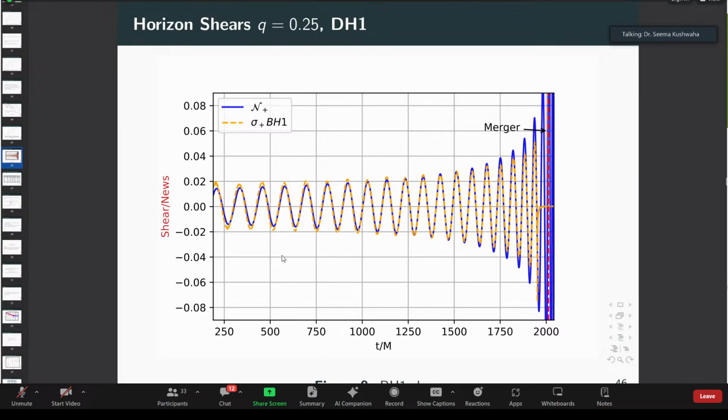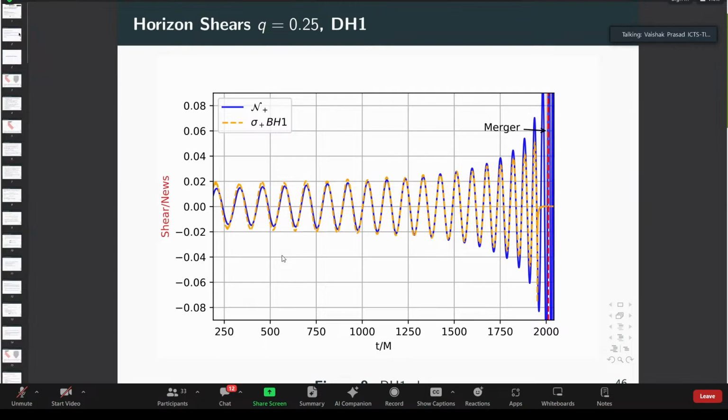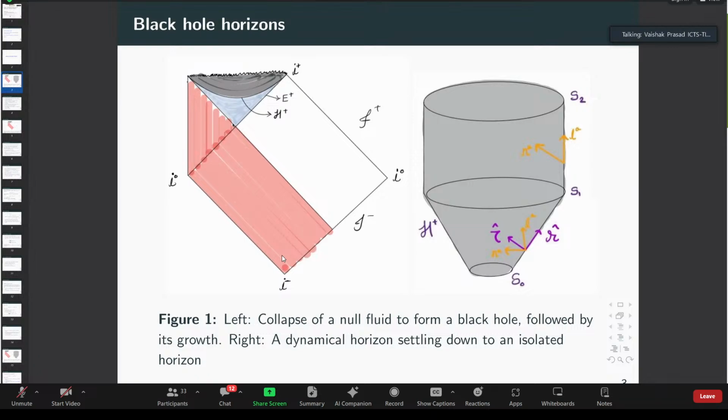Any other question, please? So there is one question in the chat box. Yes. Are there any other ways to visualize and understand dynamical horizons? They are asking about it without more technical terms. Another way, without more technical terms, to visualize horizons.